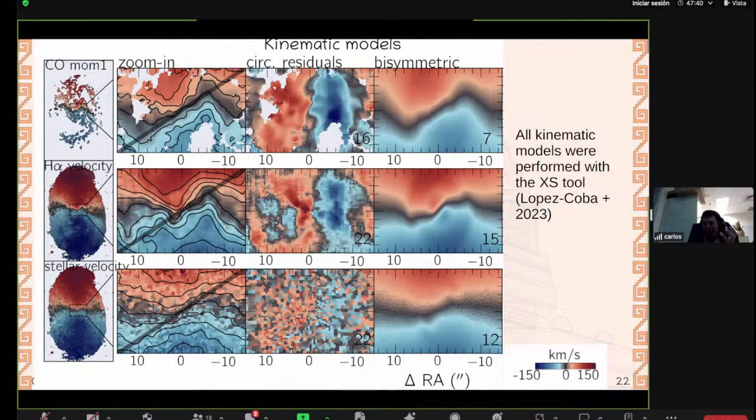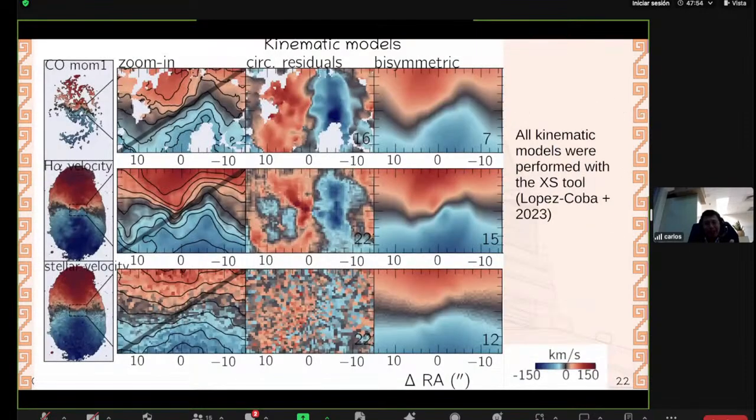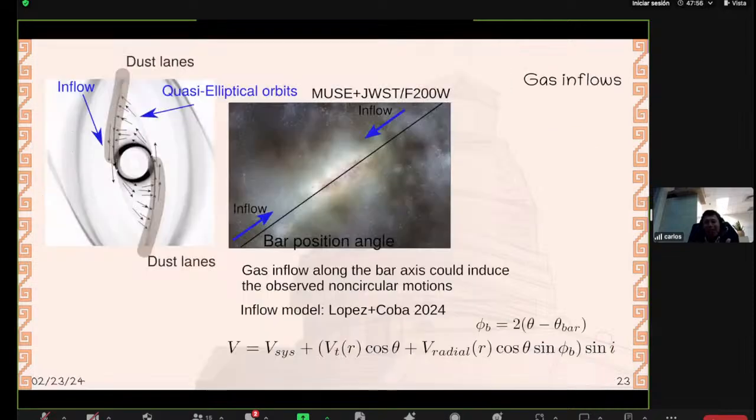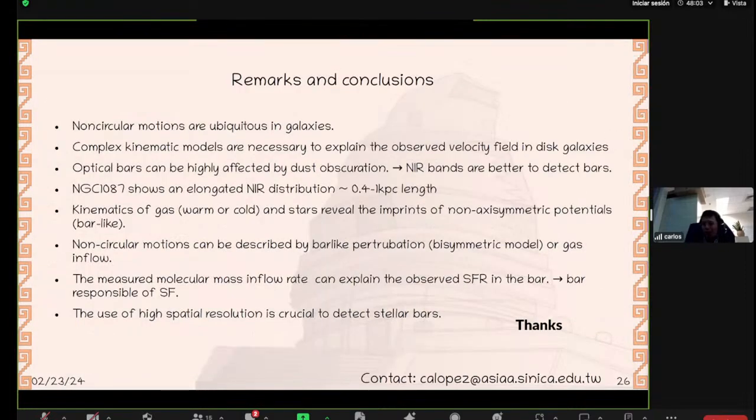It's not straightforward. At least the results suggest that the inflowing model is the most dominant motion. And if you observe an inflowing gas, and you observe also that the infrared image from JWST shows an elongated structure, probably associated to a stellar bar, we might conclude that the non-circular motions in this galaxy are associated to a near-infrared bar, although it's not optically detected. That's pretty much. Thank you so much.